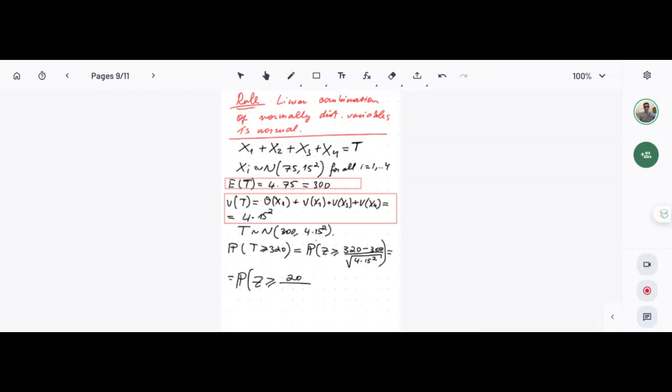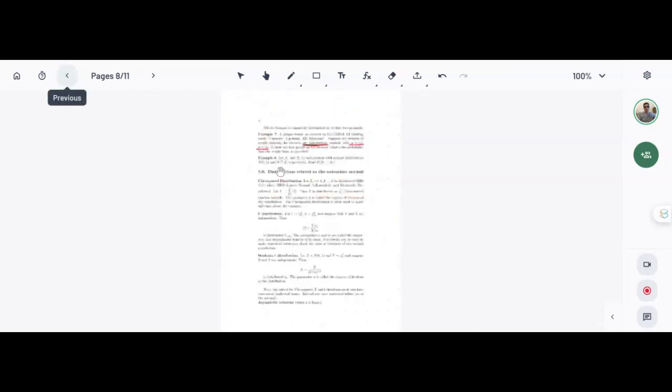That is going to give me the probability that Z is exceeding 20 over, so the square root of 4 times 15 squared is going to give you 2 times 15, which is just 30, right? And that is going to be equal to the probability that Z is greater than or equal to 2 over 3. And then you can search the Z table and get this probability. I'm lazy to show it to you because I'm sure that you got it in the first part of the course.